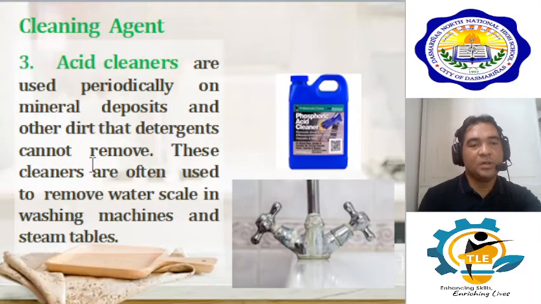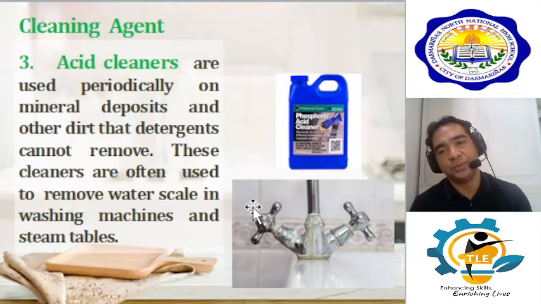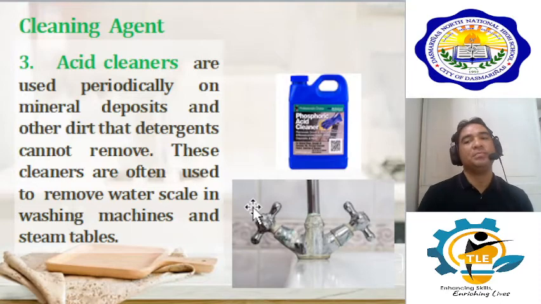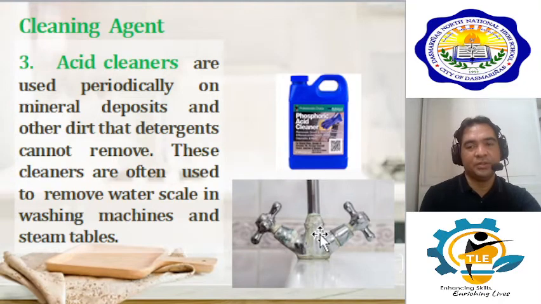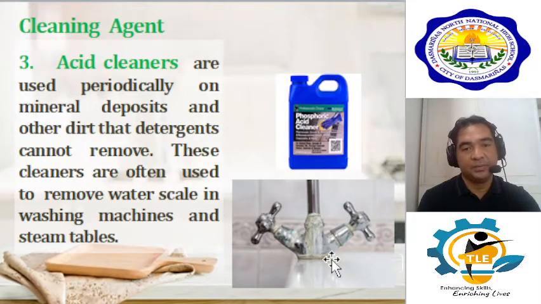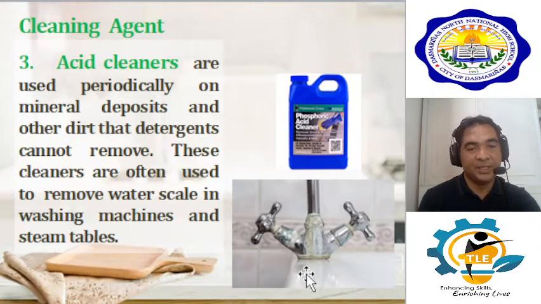Now moving on, we also have number three, acid cleaners. These are used to remove mineral deposits. One example of mineral deposit is what you can see in this picture. These are what you call water scales. As you use the water from our faucet, these minerals are deposited around the faucet. So what you can do is to use an acid cleaner to soften it and then remove it.